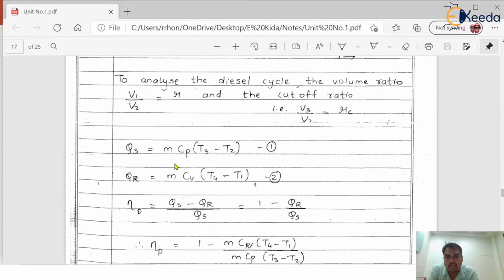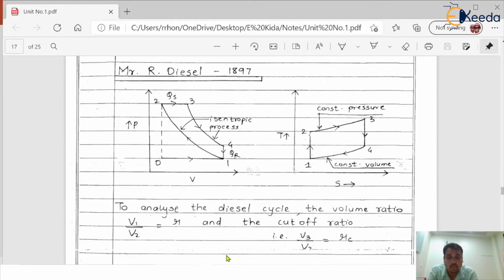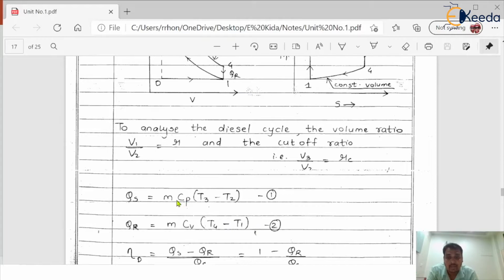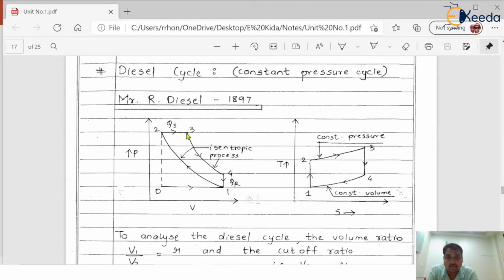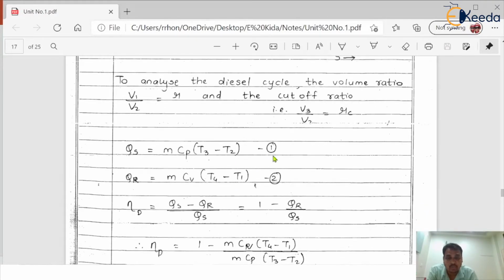Okay, so similarly, if we want to write the equation for heat supplied and heat rejected, as we already discussed for the Otto cycle, we can write mass of fuel into specific heat at constant pressure, because the heat supplied process is at constant pressure and the heat rejected process is at constant volume. So you can write Q_S = m Cp (T3 minus T2), and Q_R = m Cv (T4 minus T1). We can write like this, equation number 1 and equation number 2.